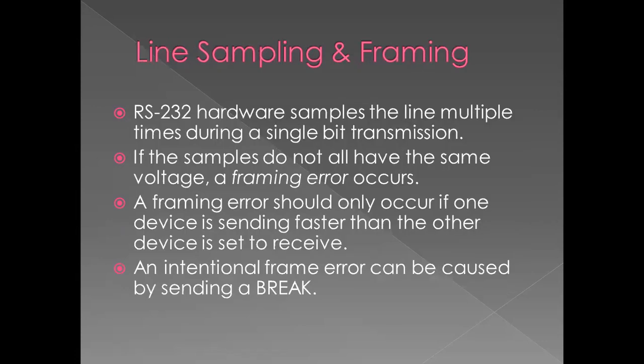Line sampling and framing. RS-232 hardware samples the line multiple times during a single bit transmission. If the samples do not all have the same voltage, a framing error occurs. The framing error should only occur if one device is sending faster than the other device is set to receive. An intentional framing error can be caused by sending a break.